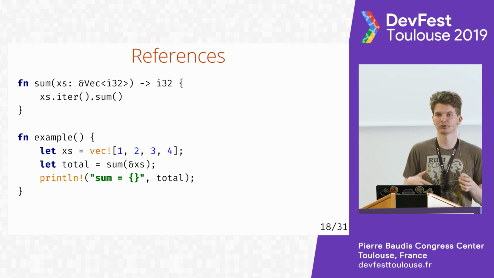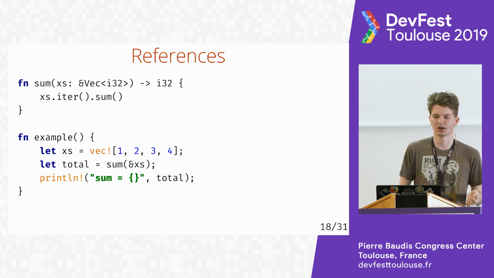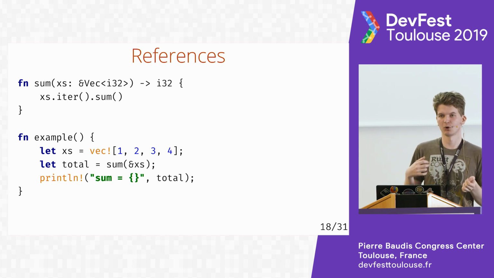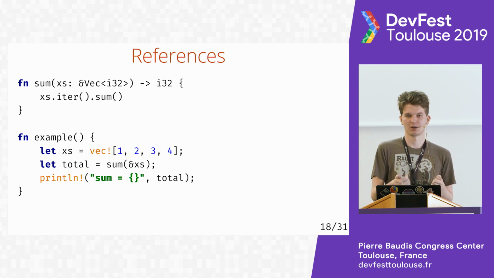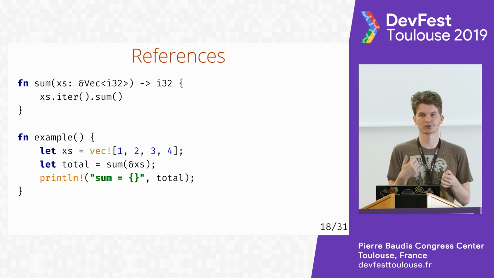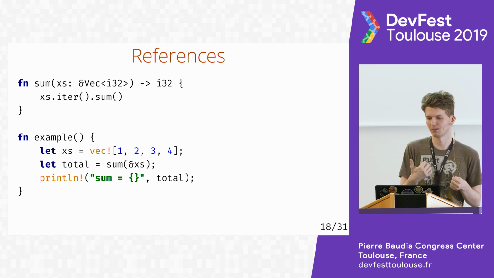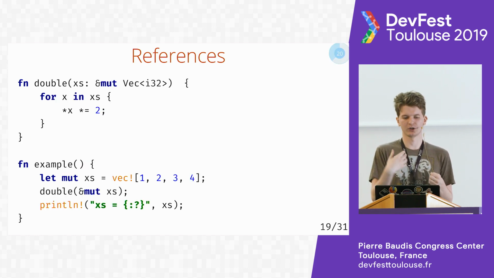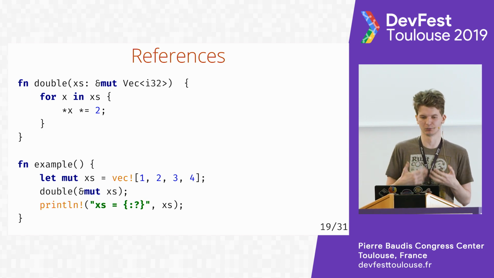In this example, it would be totally OK to print the vector afterwards or to compute sum 2 times or something like that. What would not be allowed in this example is mutating the vector, because this ampersand is just a constant or shared reference, which does not allow you mutation. If we want to mutate a vector, for example, we want to double every element, we will need a mutable reference, which is spelled as ampersand mut.